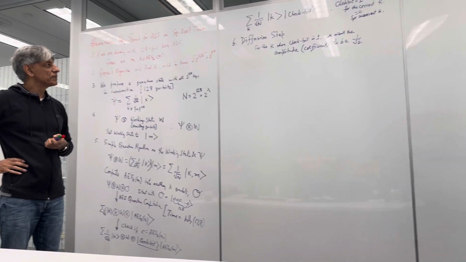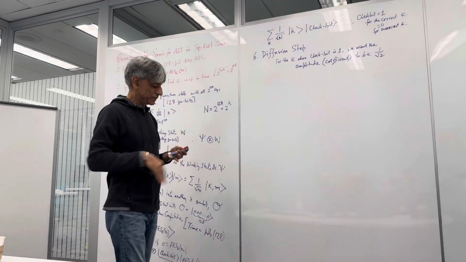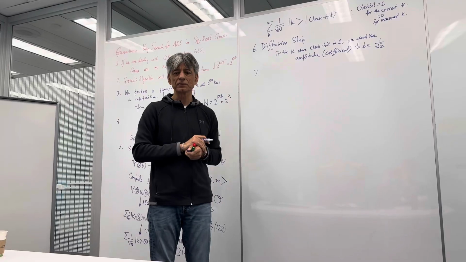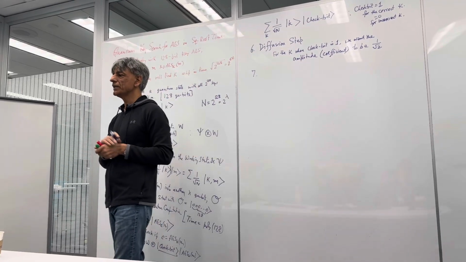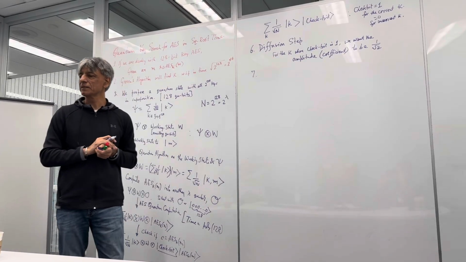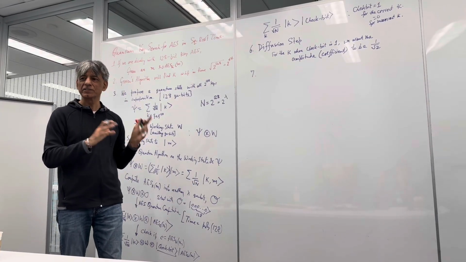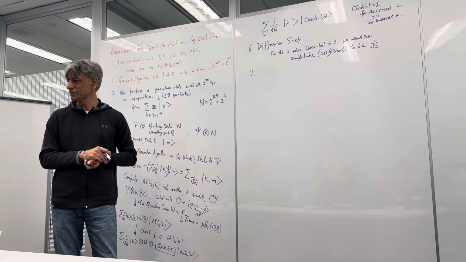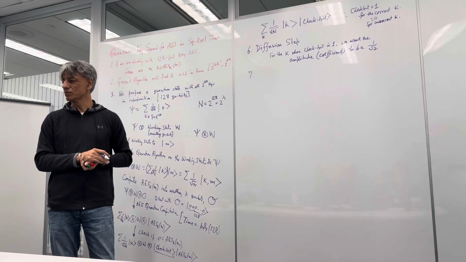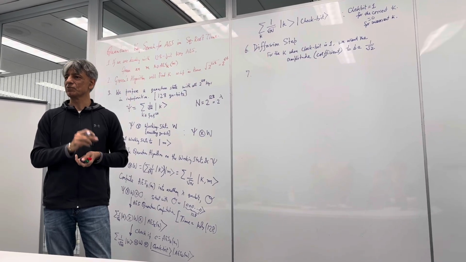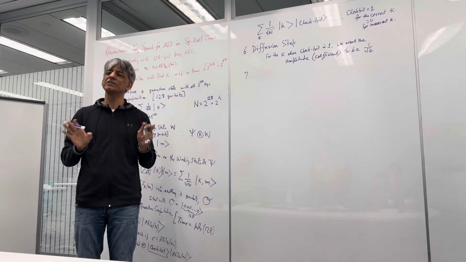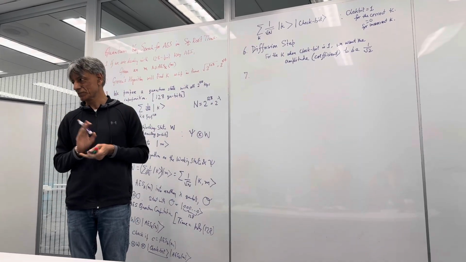So the diffusion step is the following idea. We will assume that we can compute any unitary transformation. I think we discussed earlier, not in this lecture but in a previous lecture, that you can build any unitary transform from small 2 by 2 Pauli matrices. So for now, we'll just assume that you can compute any unitary transform.